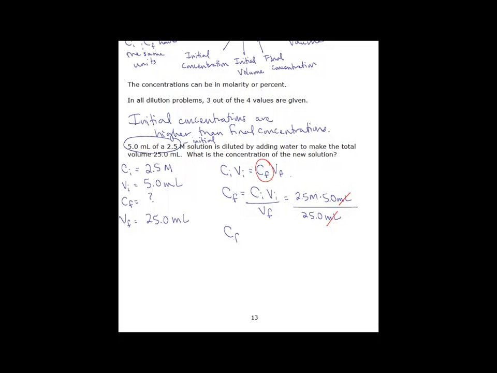So our final concentration is 0.50 molar. Now, just like with everything, we have to pay attention to sig figs. So the most sig figs we can have in this answer is 2. So that's why I have 0.50 molar.